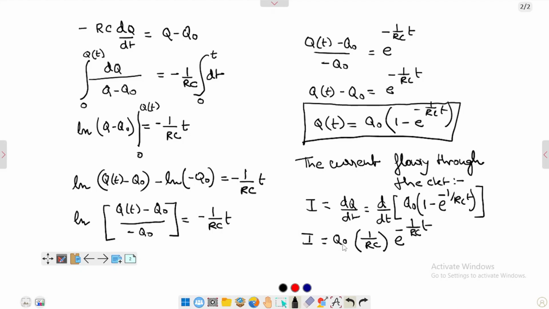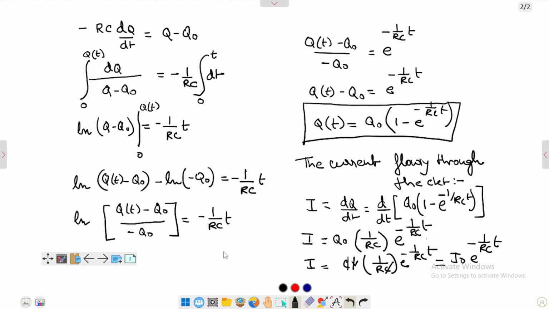What is my Q naught? Well, in the previous slide, we have seen that Q naught is CV. So I'll write that here. I equal to CV times 1 by RC times e to the power minus 1 by RC t. So this C goes away and I get V by R. What is my V by R? It's very easy. My V by R is I0. So it gives you I0 e to the power minus 1 by RC t. So this is the current flowing through the circuit.